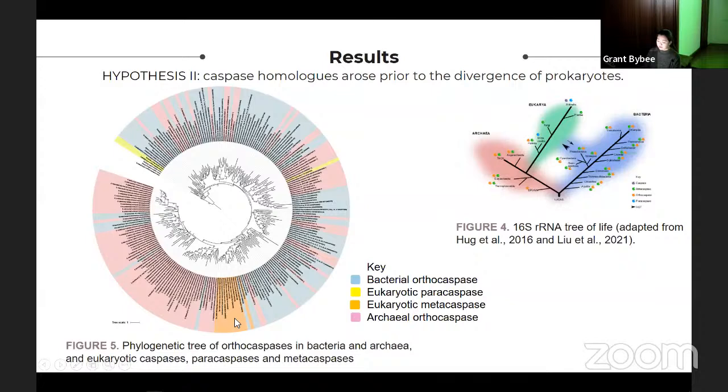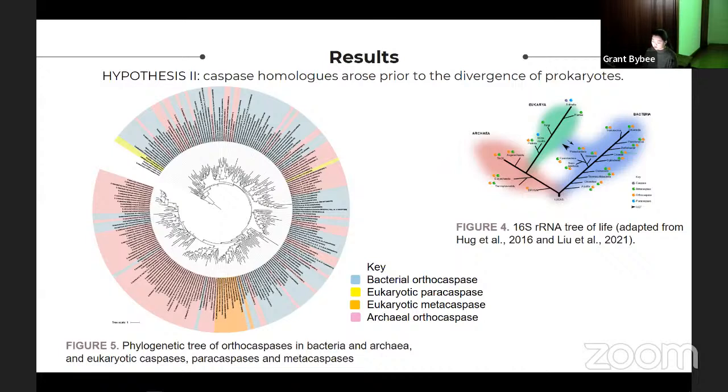And you can see that the distribution or the topology of this phylogenetic tree didn't correspond to the tree of life as shown on the figure here. So basically, the caspase homologs belonging to each domain didn't cluster together. And the incongruence between the gene tree and the species tree is most likely explained by horizontal gene transfer.